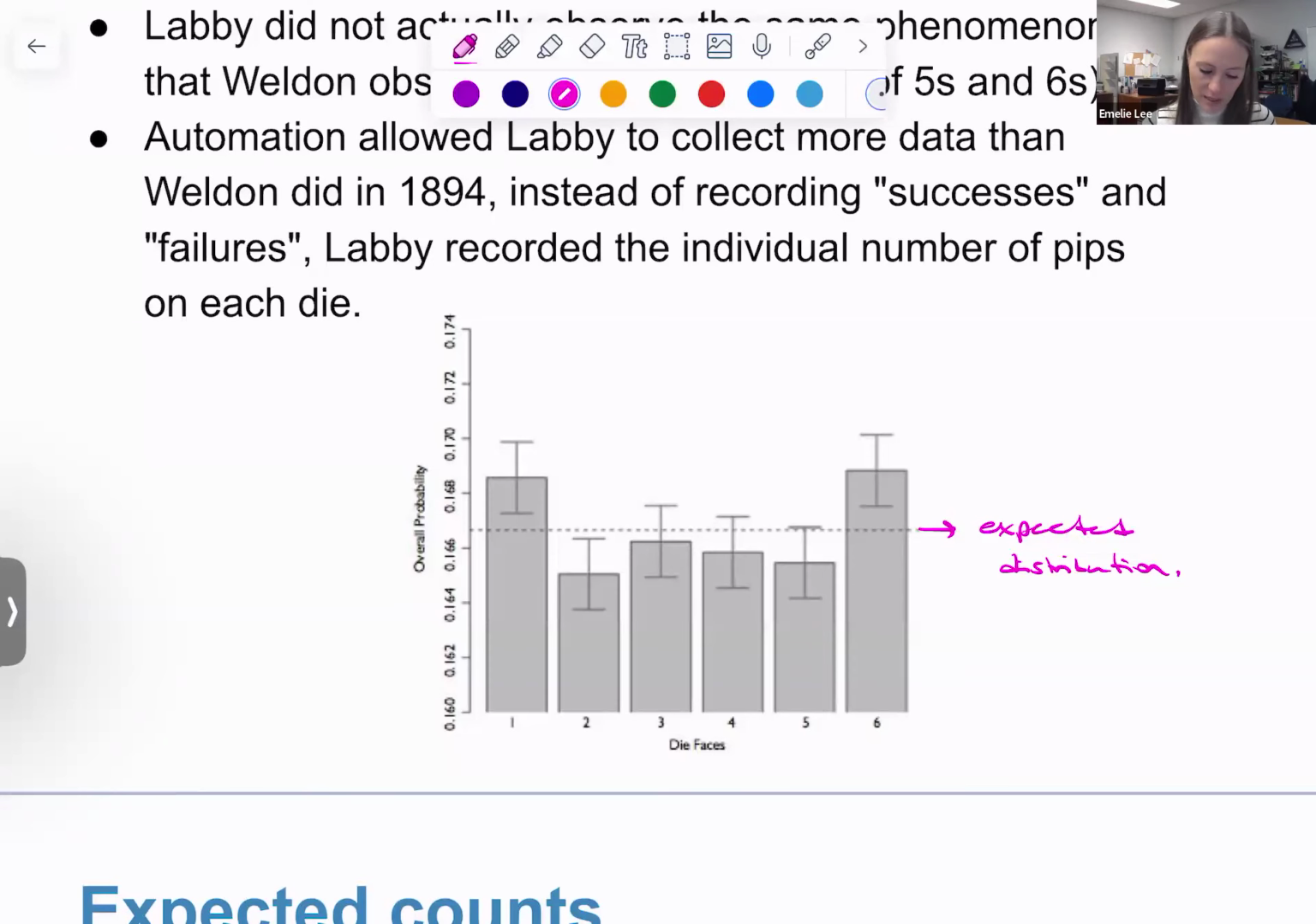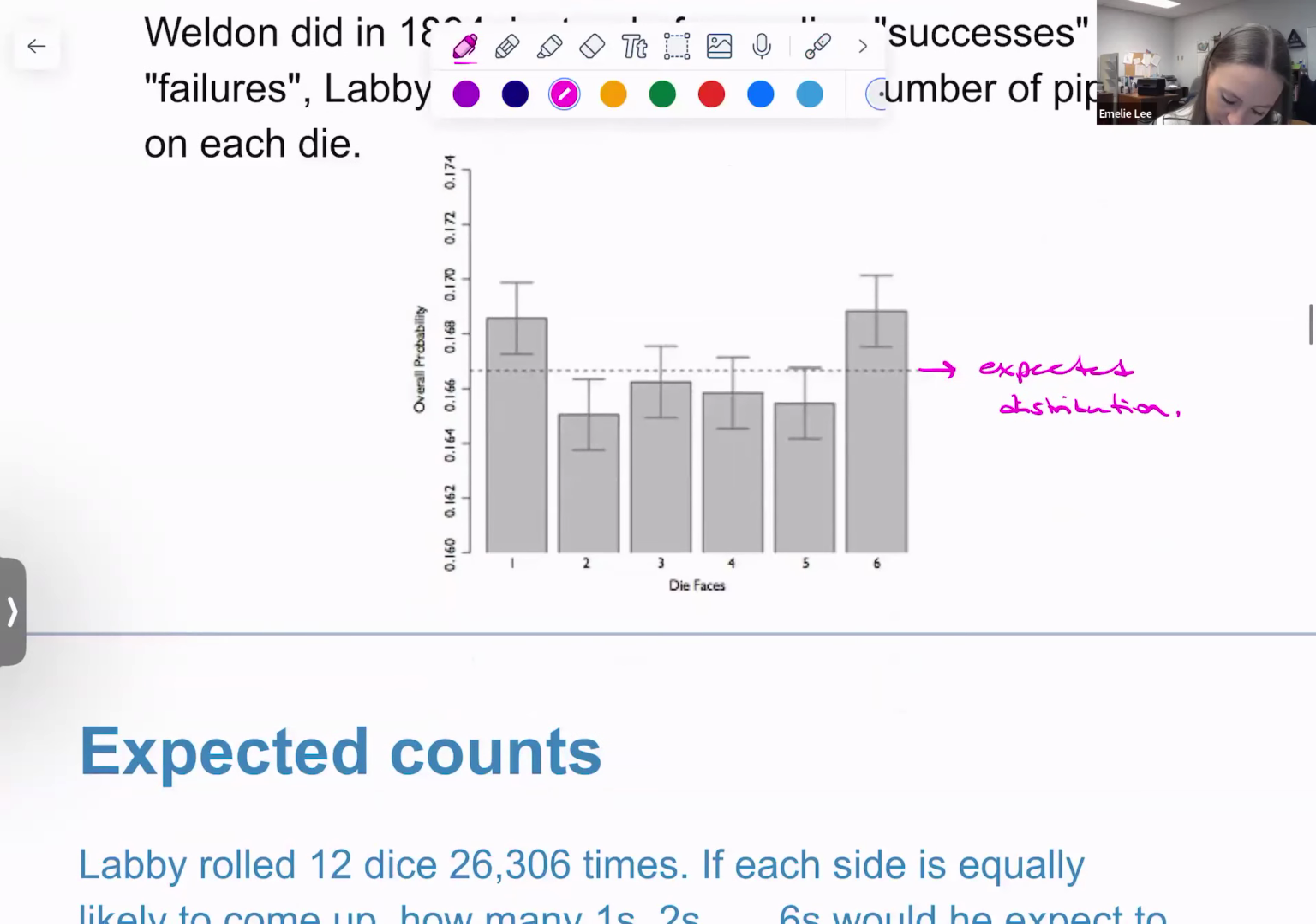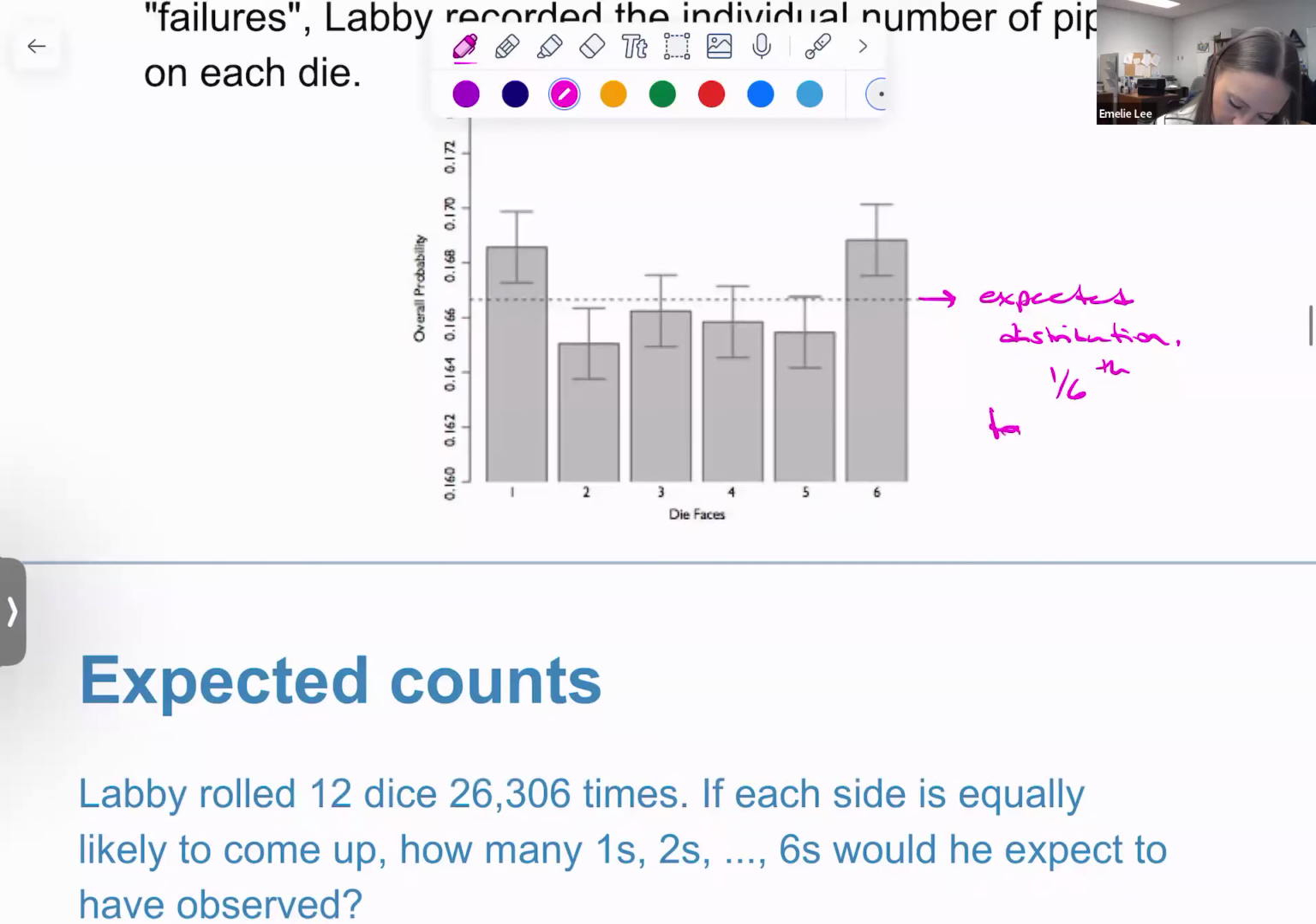Well, we would expect 1 in 6. We would expect the 1 to appear 1 in 6 times, the 2 to appear 1 in 6 times. And so the expected distribution is 1/6 for each die face.